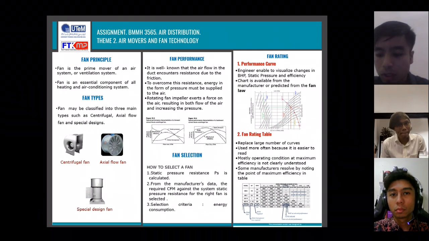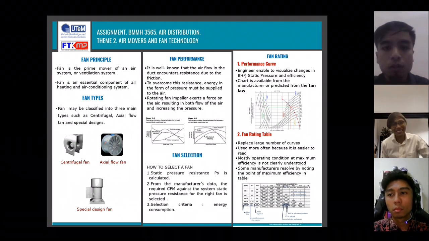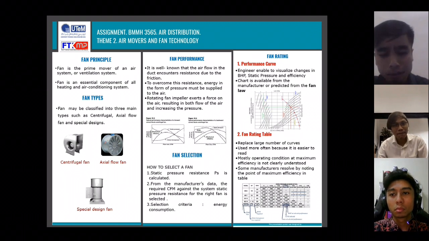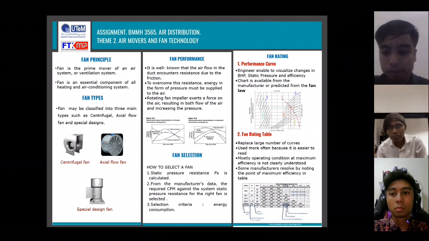For the first subtopic, 6.1, which is fan principle. Fan is the prime mover in an air system or ventilation system. Fan is an essential component of all heating and air conditioning systems. Thus, it is necessary to distribute air through ductwork to the space that is to be air conditioned.